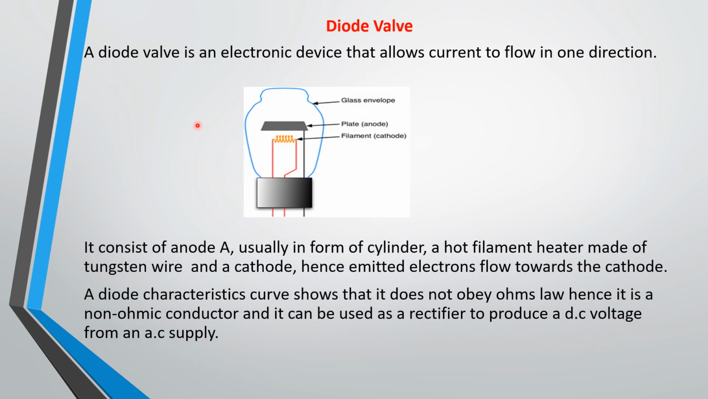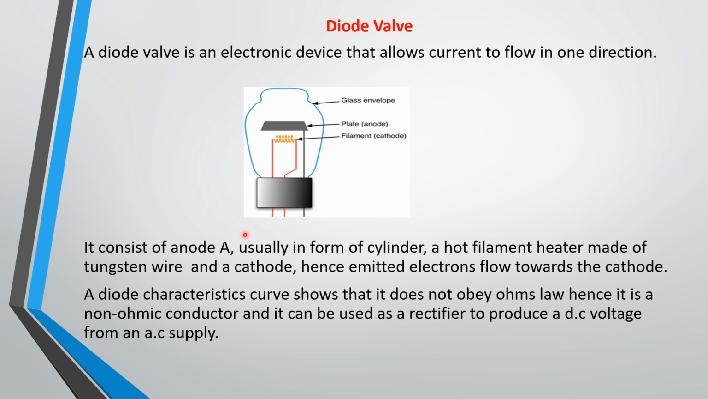The diode valve basically is a device that allows current to flow in one direction. Because it allows current to flow in one direction, it is used as a rectifier. This is a diagram of the diode valve, and if you look at it, it is almost like the diagram we drew for thermionic emission. So this is the hot filament, the cathode, then you have the plate, this is the anode, then you have the glass envelope or the glass tube.